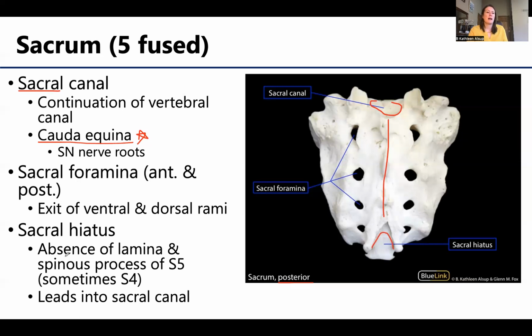This is created by the absence of the lamina as well as the spinous process of S5, and sometimes it will extend up to about where S4 is. This is a typical thing. Most individuals are going to have a sacral hiatus. It's not some type of formation that does not occur in most individuals. So this is going to also lead into the sacral canal. So sometimes you can enter anesthetics into this region, which will bathe those nerve roots of the cauda equina.